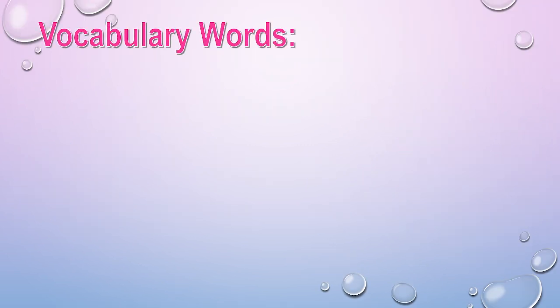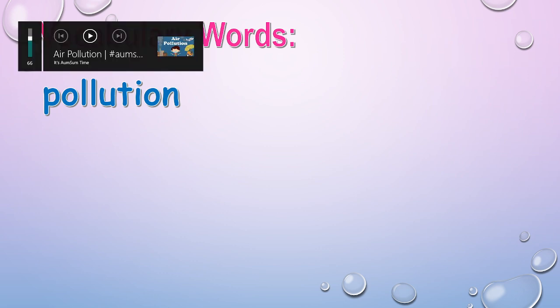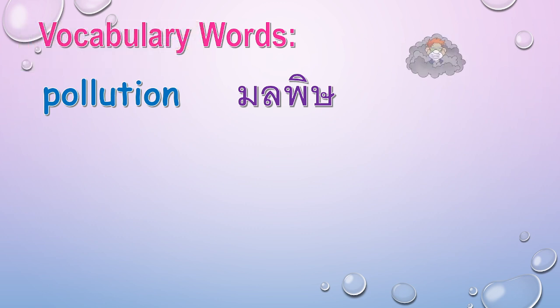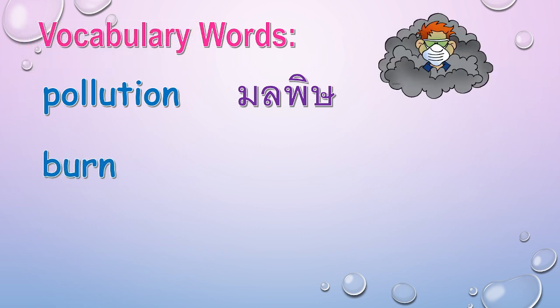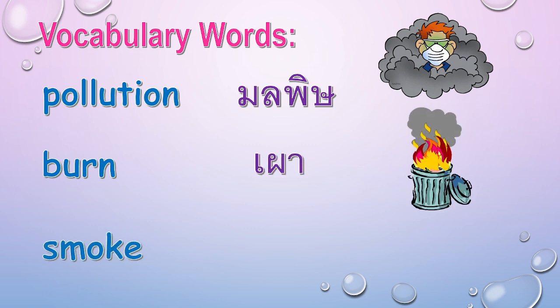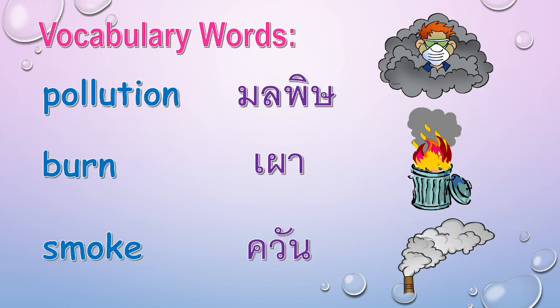For the vocabulary words, we have number 1, pollution. Can you say that? Pollution in Thai means? Next, we have burn. Burn means? And we have smoke. Smoke. Okay.